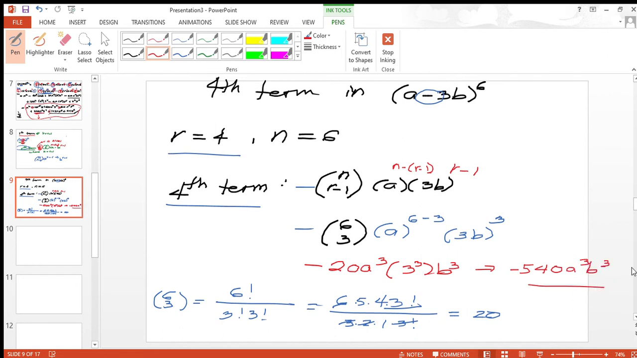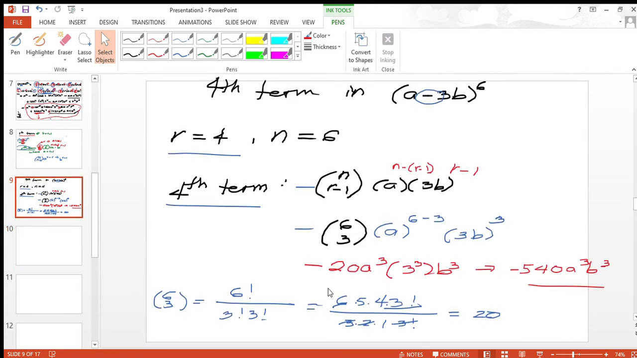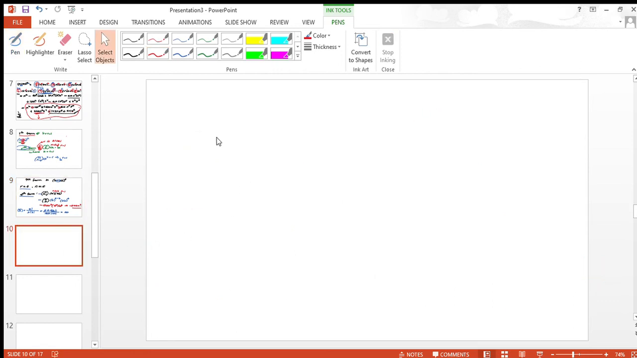So that will now be the fourth term in the expansion of a minus 3b raised to 6.